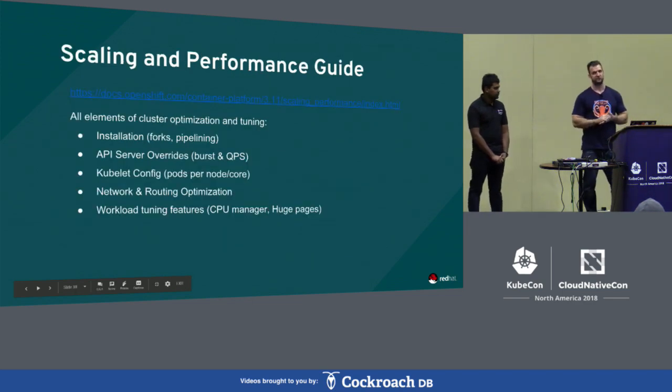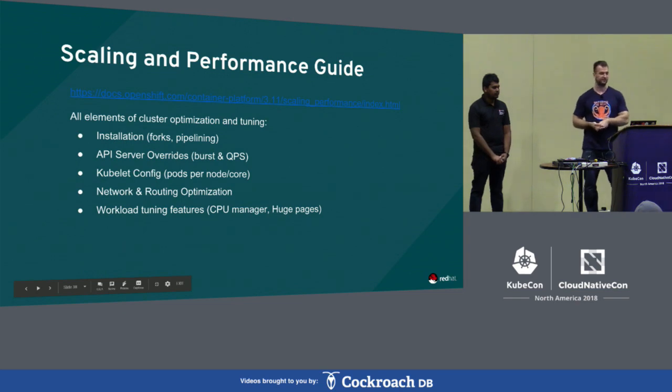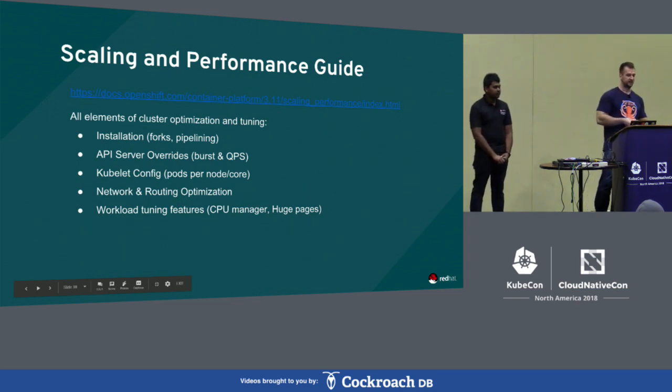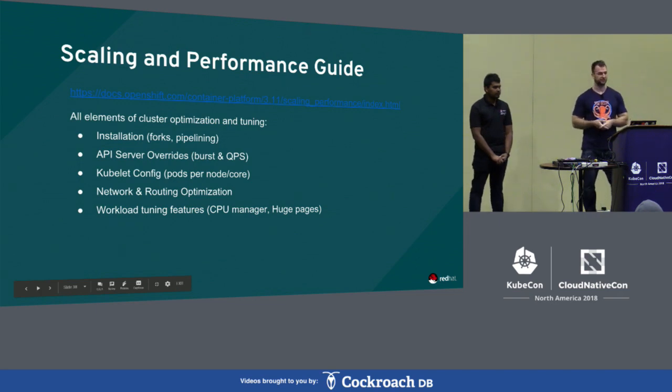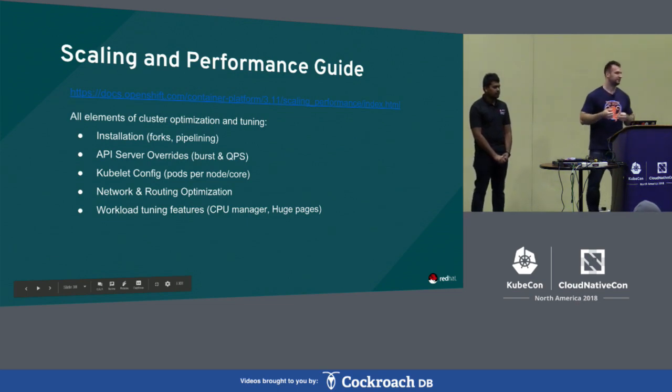So every major release we update our scaling and performance guide, and this guide covers all the topics that we discussed, everything from the installation tunables, the API server overrides that I just discussed, the kubelet configs to increase the density, the networking and routing optimization, as well as newer features that we're working with and adding to Kubernetes to support running your actual workload and tuning your workload to make sure that you get the best performance for your applications, such as a CPU manager, huge pages, and now GPUs.